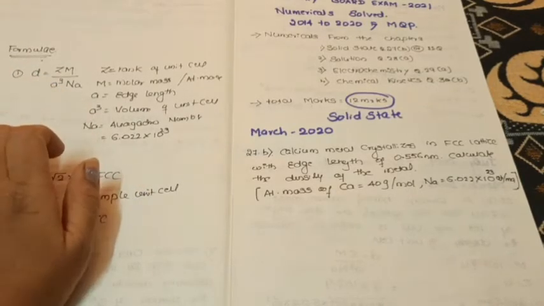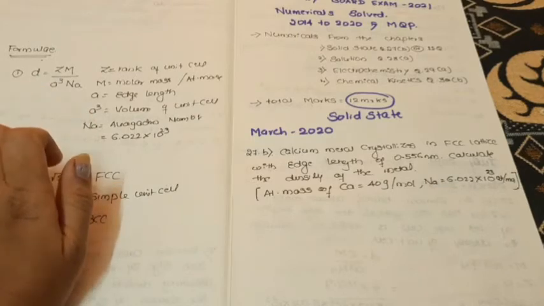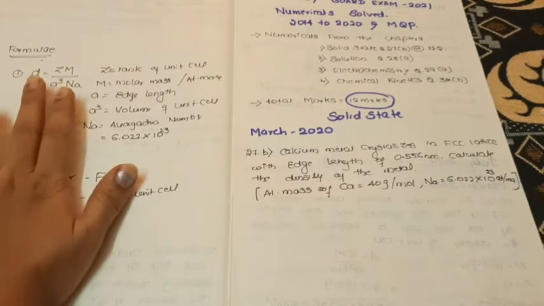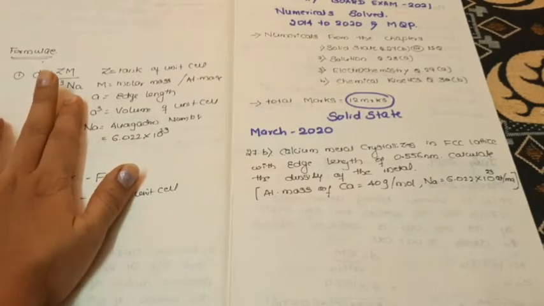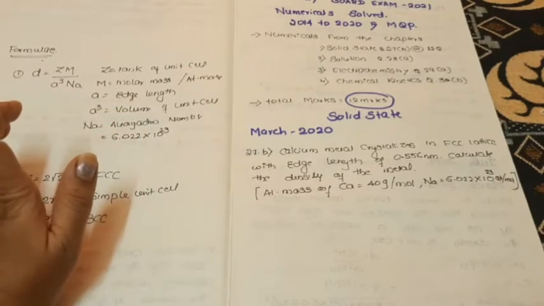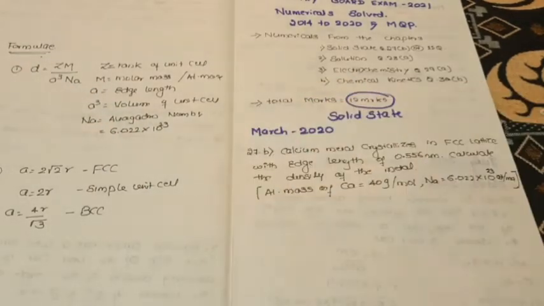The formula that you have to remember is d equals Z M by a cube into N A. Dear students, whenever you are solving a numerical, it is compulsory that you know the formula and what all the terms involved are. D means density, Z means the rank of the unit cell or the number of atoms.